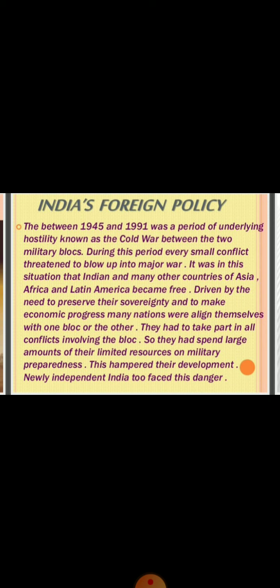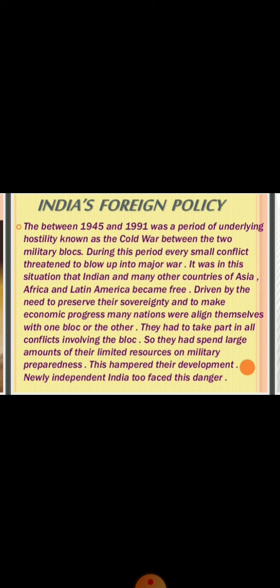It was in this situation that India and many other countries of Asia, Africa, Latin America became free. Driven by the need to preserve their sovereignty and to make economic progress, many nations aligned themselves with one bloc or another. It means many of these nations of Africa and Latin America, those who latest became free and independent countries, tried to keep themselves away from these type of military blocs.